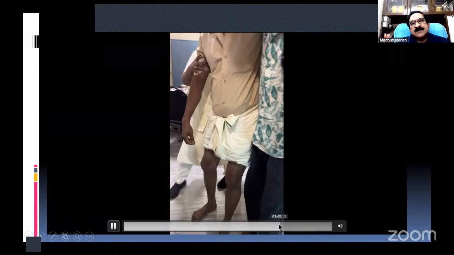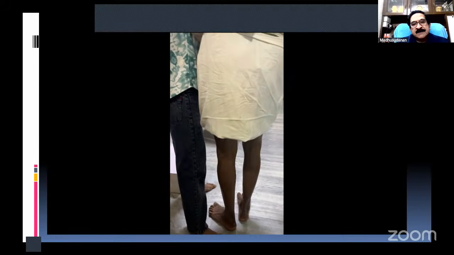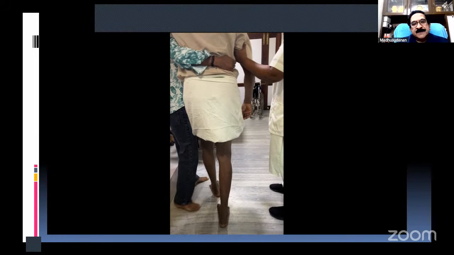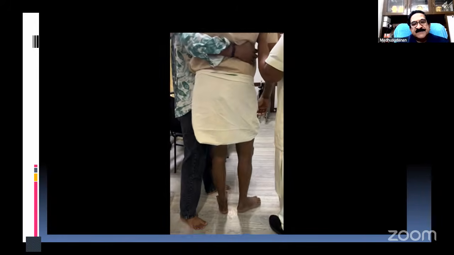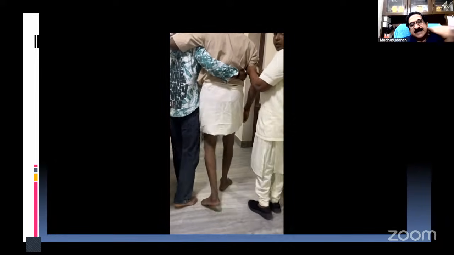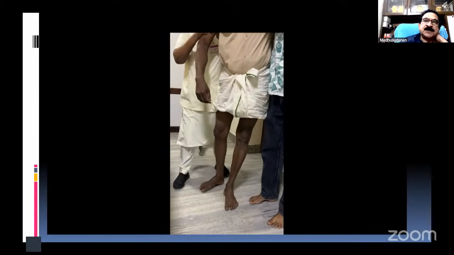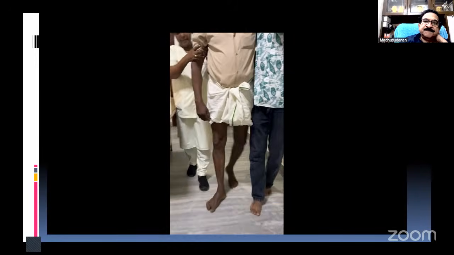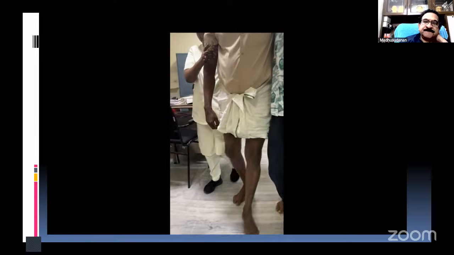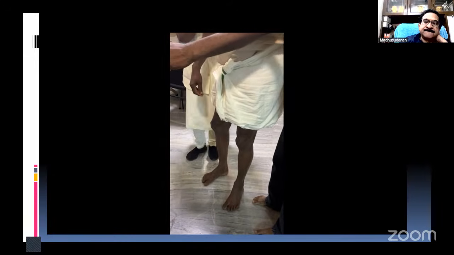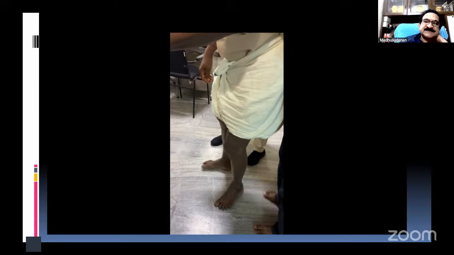Now this is how he walked again. He's got tremendous walking difficulty with postural imbalance. Now there's a freezing in between, short steps, much shorter steps. Occasionally he walks with a long stride. He needs support to walk. Turning around is a tremendous problem.